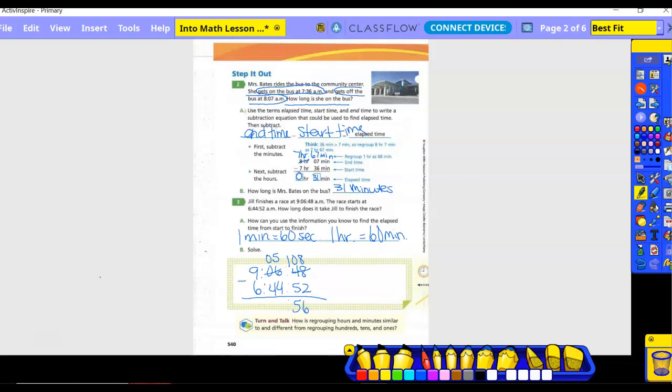Okay, can I take 44 from 5? No. So I have to go next door. How many minutes are in an hour? 60. So this becomes an 8. 60 plus 5 is 65. So 65 minus 44 is 21. And then 8 minus 6 is 2. So 2 hours, 21 minutes, and 56 seconds.